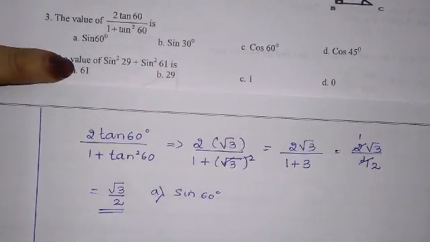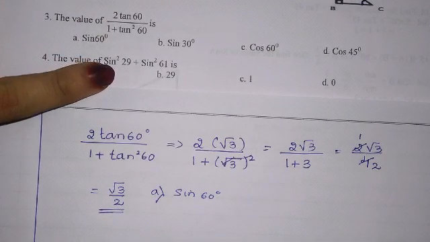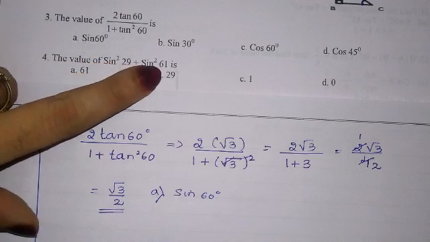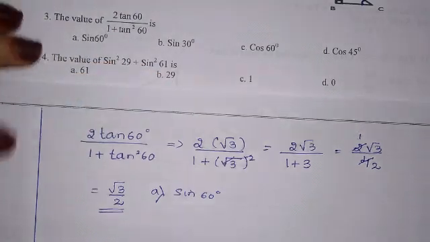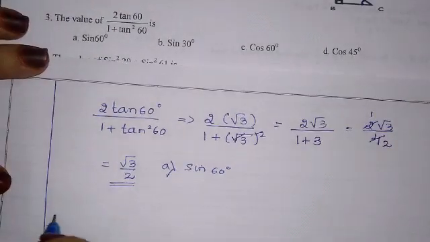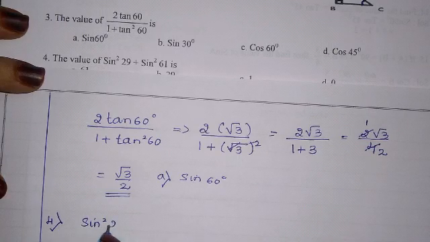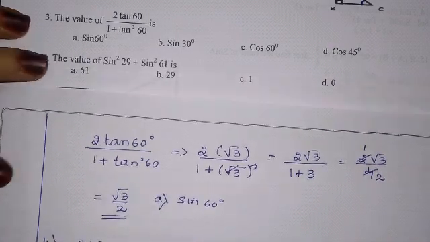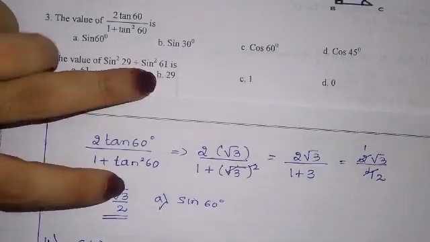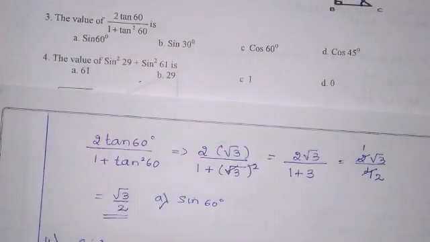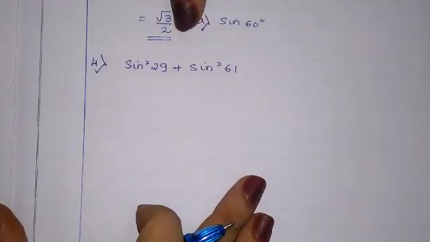The value of sine square 29 plus sine square 61 is. Okay. Question number 4: the value of sine square 29 plus sine square 61 is. Here 61, 29, 1 and 0 are given. Let us check what is the answer.